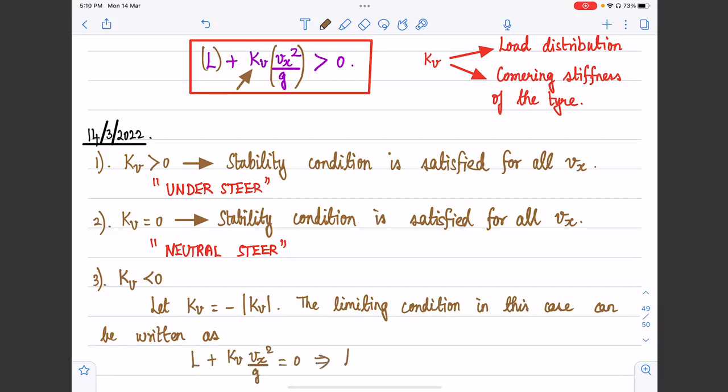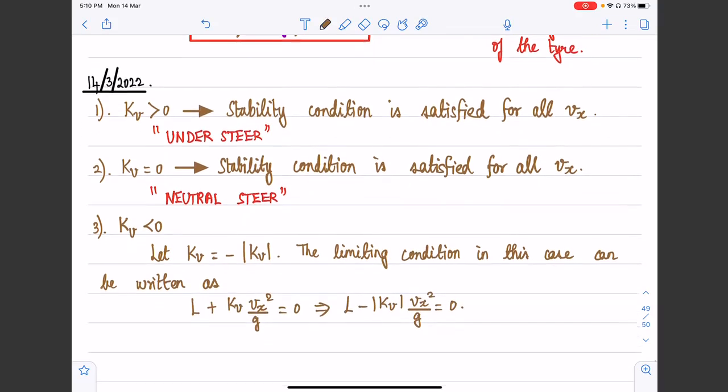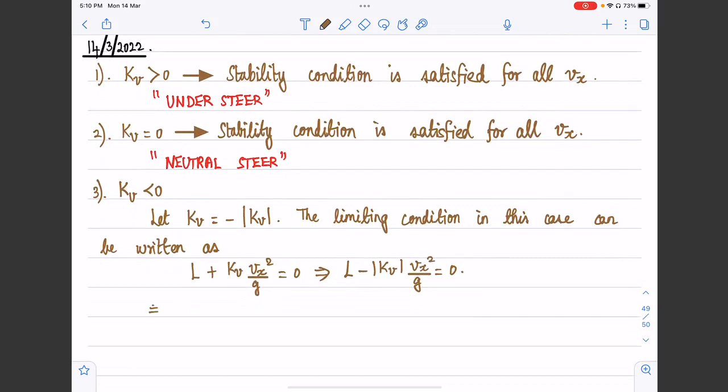right? So let's analyze this further. So what we are going to do is like this. I'm going to write as L minus magnitude of KV Vx squared by G. Okay, so we have just substituted for KV as negative of magnitude of KV. Okay, so if we substitute this and then rearrange the terms, we get Vx squared as Lg divided by magnitude of KV. Okay, so this essentially gives us an expression for what we call a critical speed. It is nothing but square root of Lg divided by magnitude of KV.